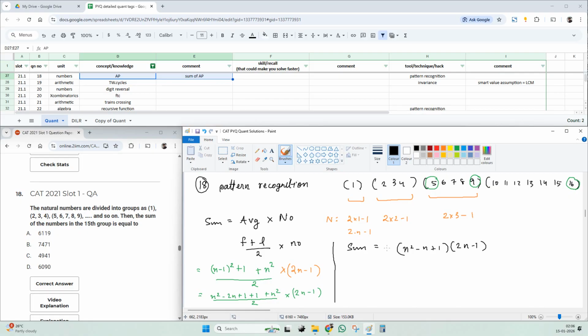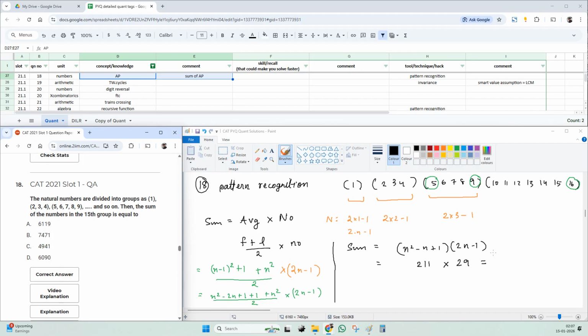Now we need to find the value for the 15th group. So substitute n is equal to 15. A few simple calculation optimizations here. Instead of finding 15 square minus 15, that's actually fine. 15 square is 225, minus 15 is 210, plus 1 is 211. And then 2 into 15 minus 1 is 29. At this point, don't do this calculation. Notice that it should end in 9. There's only one option out of the 4 that ends in 9, and that's 609. That should be the answer. So you can exploit the given options, eliminate the last 3, and say that the first one was correct.